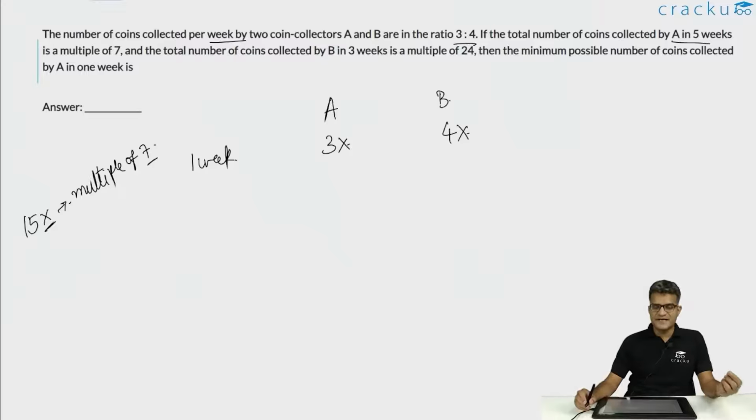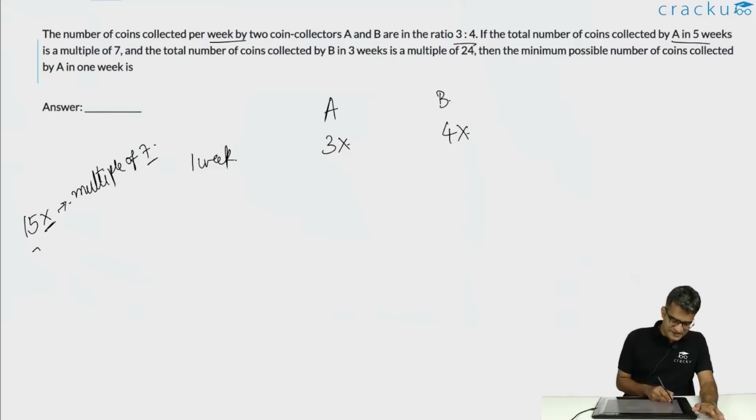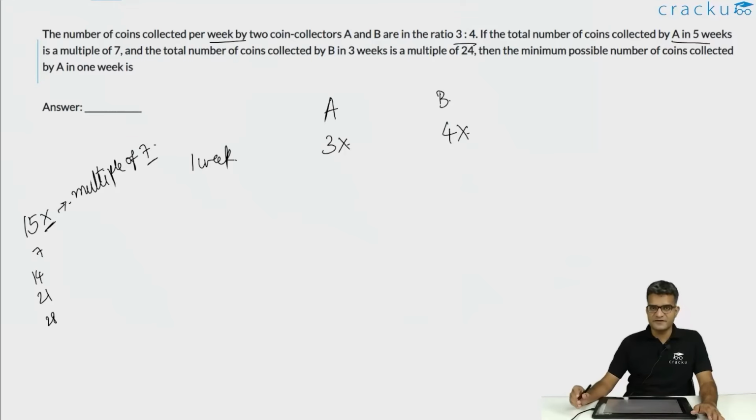So if x is any number, say 1, 2, 3, 4 or 5 or 6, then 15 into that number will not be a multiple of 7. For 15x to be a multiple of 7, x has to be either 7 or 14 or 21 or 28 or some number which is a multiple of 7. So let us assume that x is of the form, say, 7y.